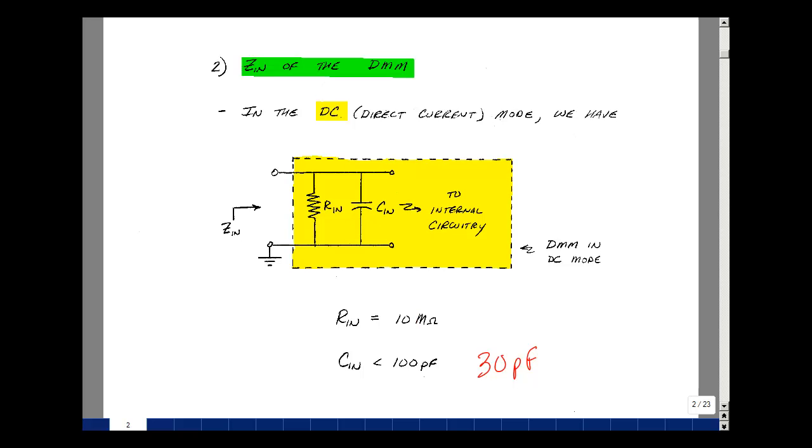Let's take a look at some of the equivalent circuits of our function generator and some of the things we're going to be measuring in lab.